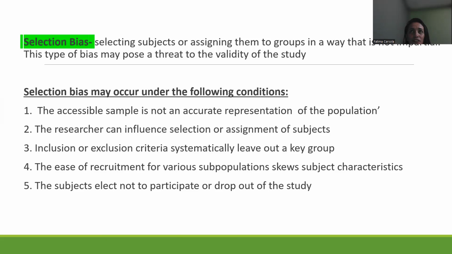Sometimes you want to use convenience sampling over other sampling techniques because it might be easier for you to finish your study. And the subjects elect not to participate, or drop out of the study. There are participants or key informants that will tell you that they will just drop out or they will not participate in your study. So what will you do?